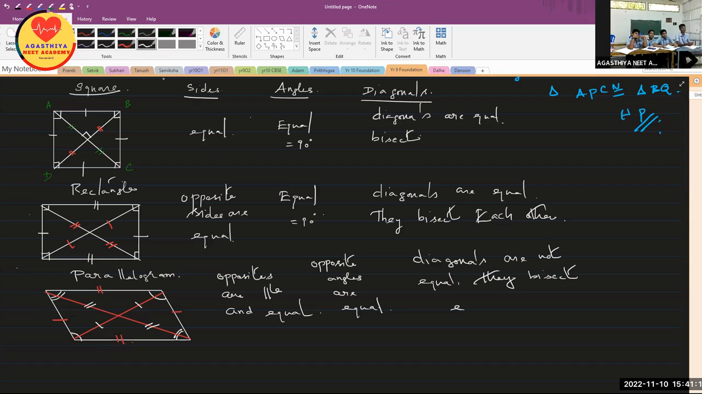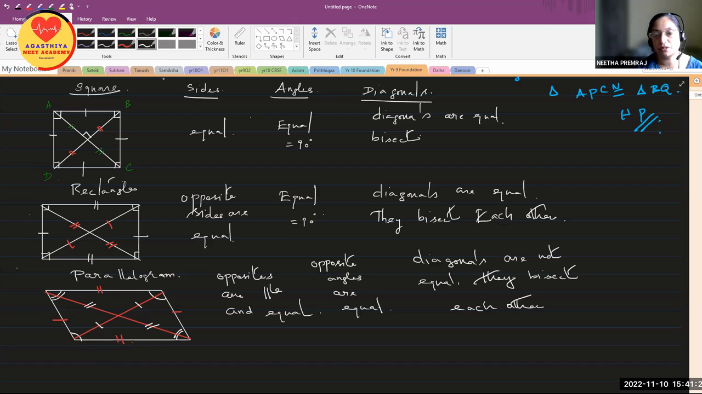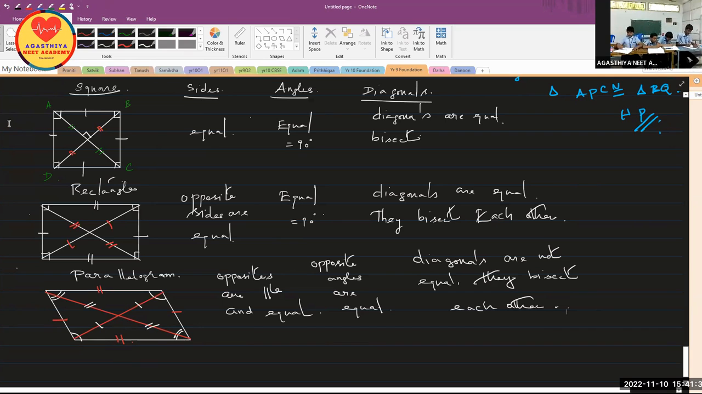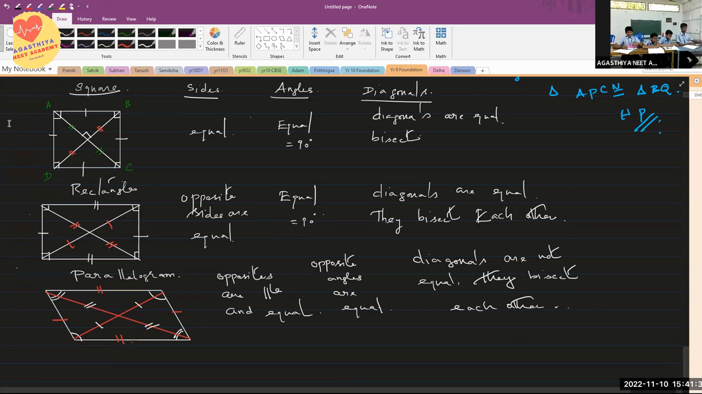Draw the figure and write all the points. Whenever I ask a question, you have to say correctly, okay? Make a note of it. Can you understand my handwriting? Okay.